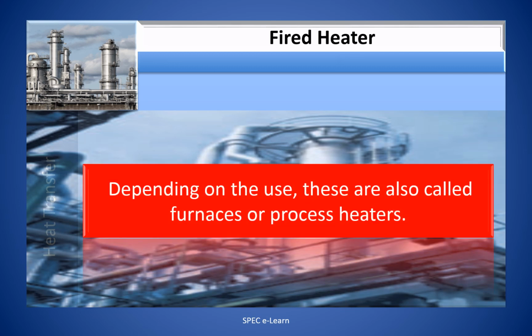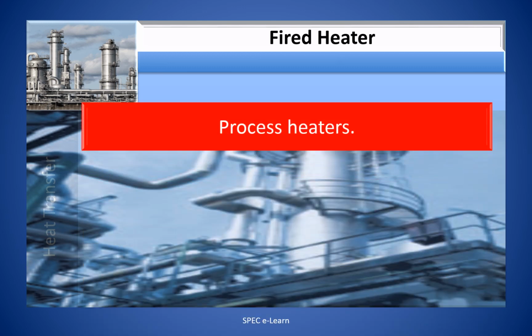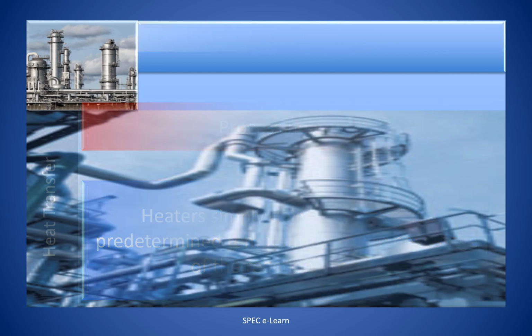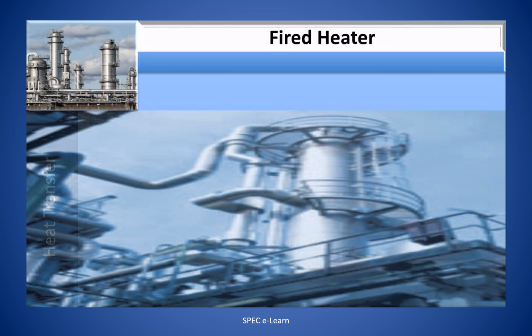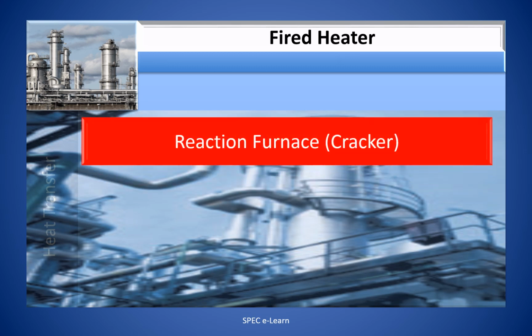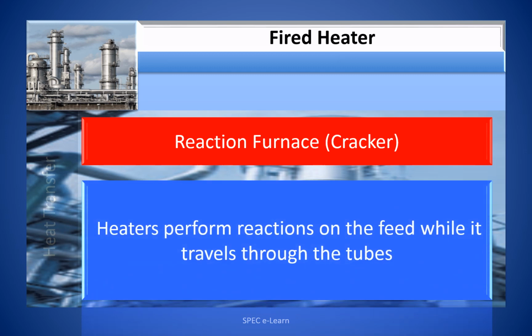Depending on the use, these are called furnaces or process heaters. Process heaters simply deliver the feed at a predetermined temperature to the next stage of the reaction process. A reaction furnace or a cracker refers to heaters that perform reactions on the feed while it travels through the tubes.